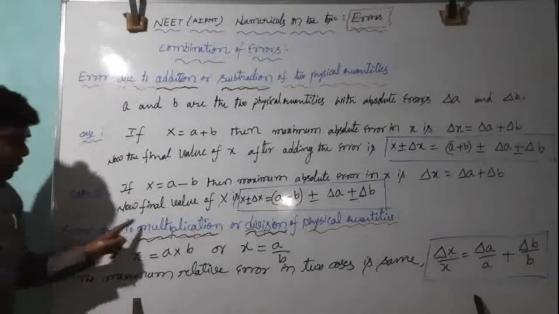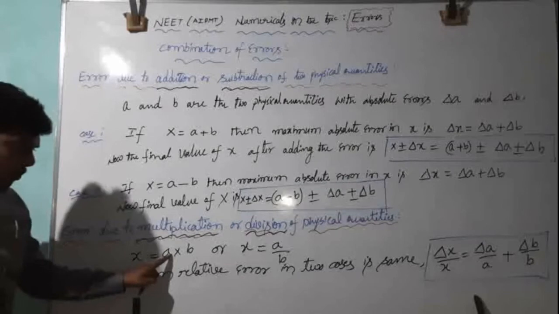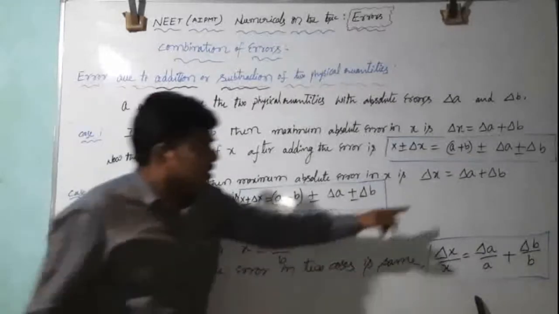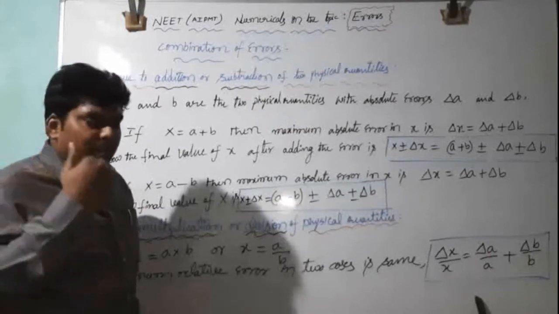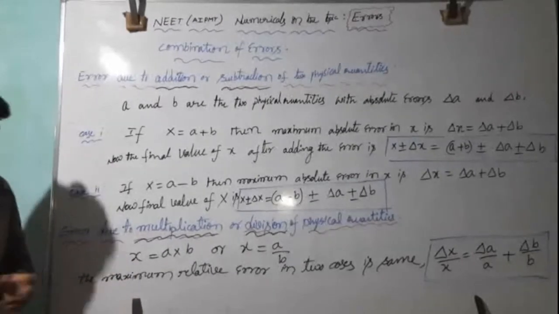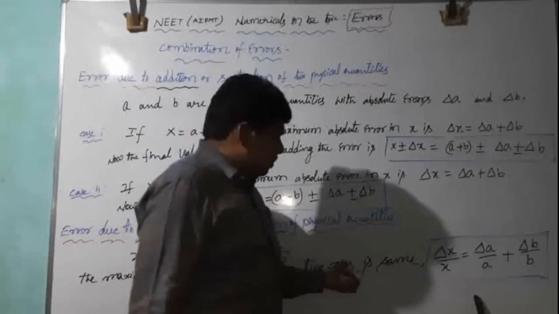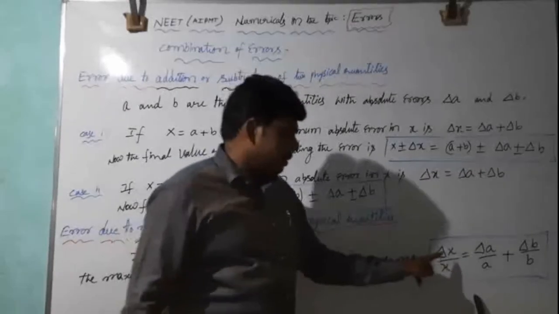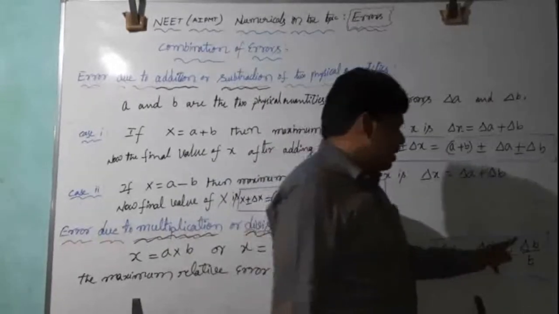Next, error due to multiplication or division of physical quantities. Now, x is equals to a into b or x is equals to a by b. Means that for the addition or subtraction, we got the same absolute error. Here also the same thing. You may go for the multiplication or you may go for the division, again we will get the same relative error in the two cases. The maximum possible relative error in x is given by delta x by x is equals to delta a by a plus delta b by b.